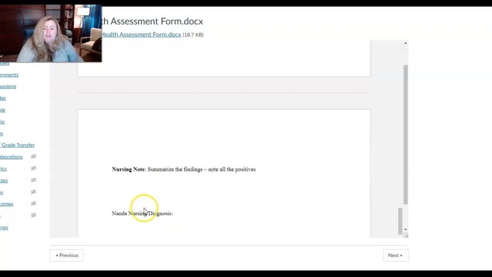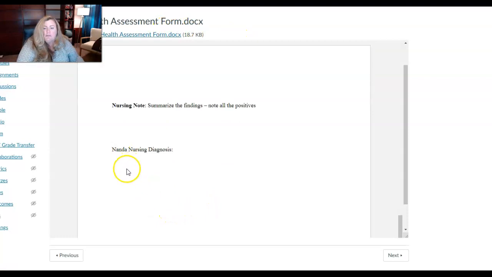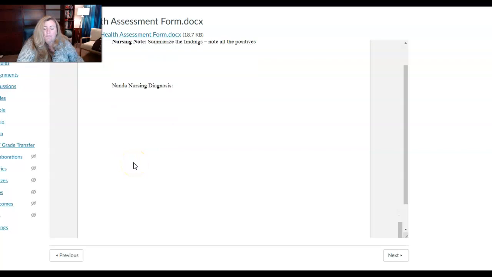Then when you finish, you're going to do a nursing note. You're going to put what her assessment is, what they're positive for, because you already have your review of systems information up there. Then you're going to put your two nursing diagnoses here. So that's it. If you have any questions, please let me know. But you have to use your textbook, and then you have to go through all the assessments with Tina and then document them here. And then you'll upload this form.